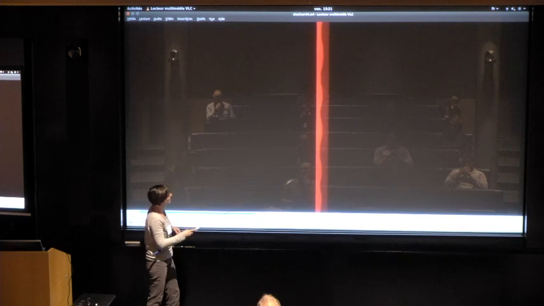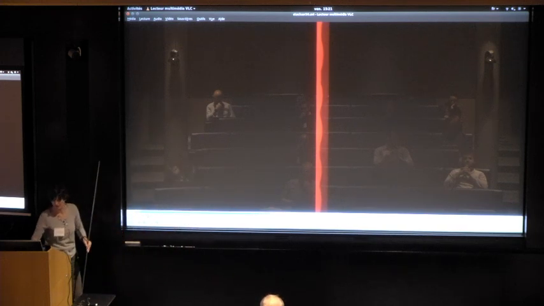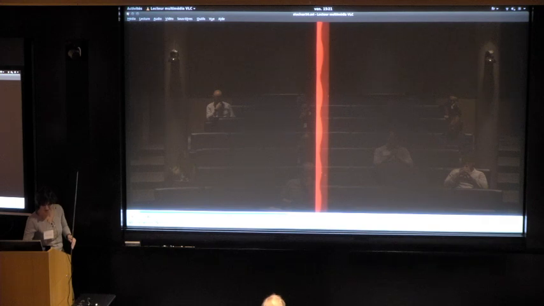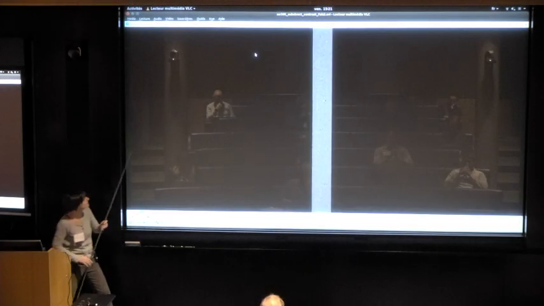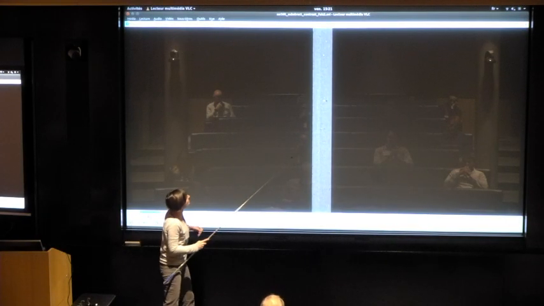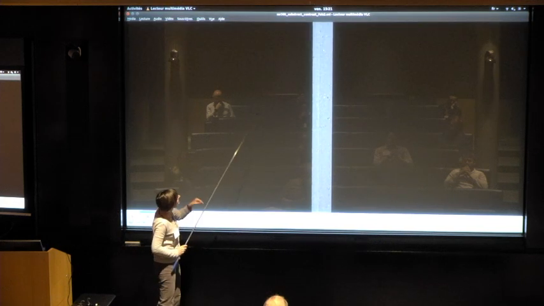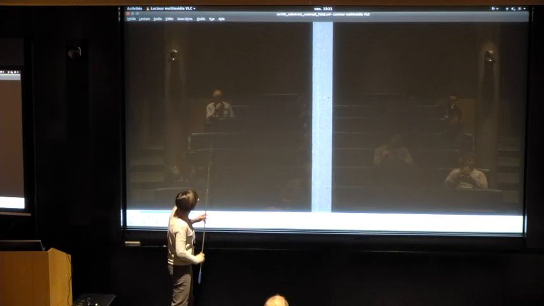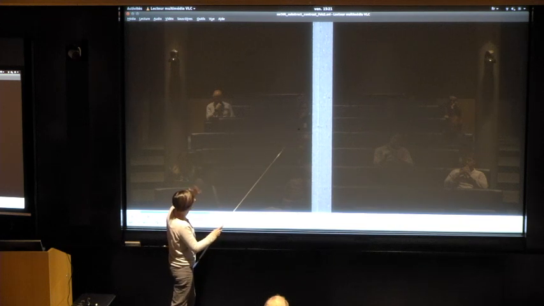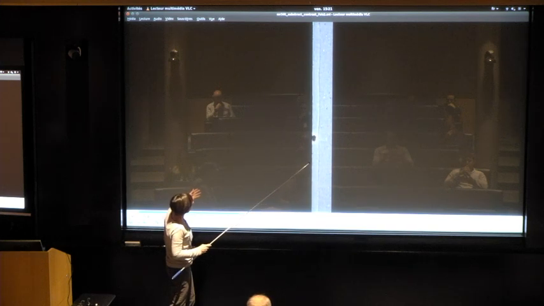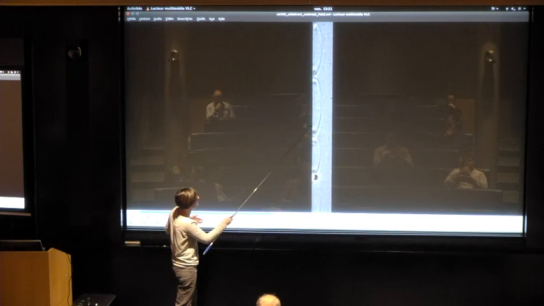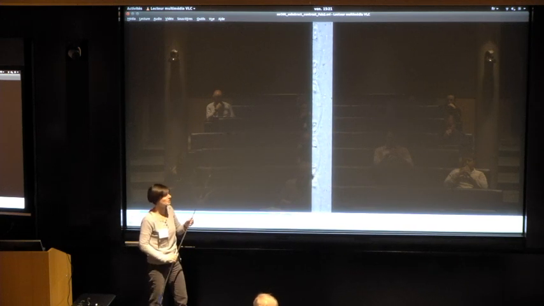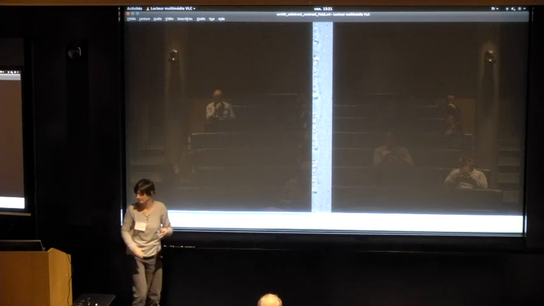As time evolves, you can observe that the interface between the two bands undulates along the vorticity direction. I can play the movie again, but using white light. In that case, we lose the contrast between the two bands, but we are able to image the interface. After some time, the interface at constant shear rate, initially flat between the two bands, starts undulating. Concomitantly, we can observe the development of Taylor-like vortices, which are located in this high shear rate band. This is the band which is unstable.